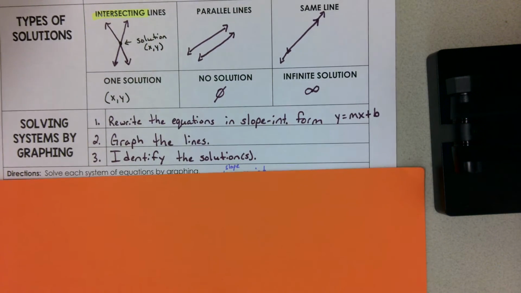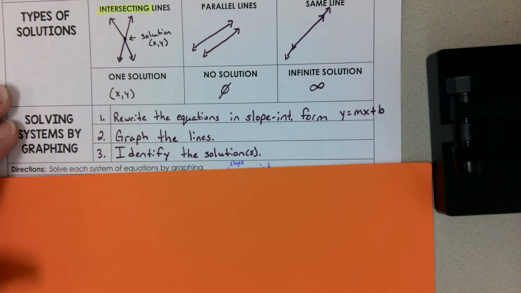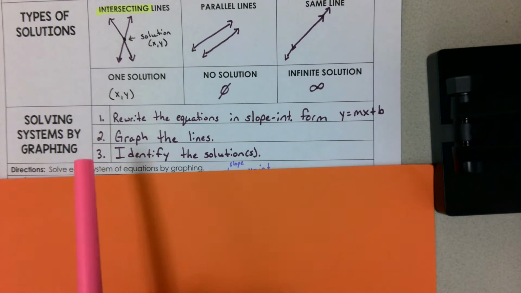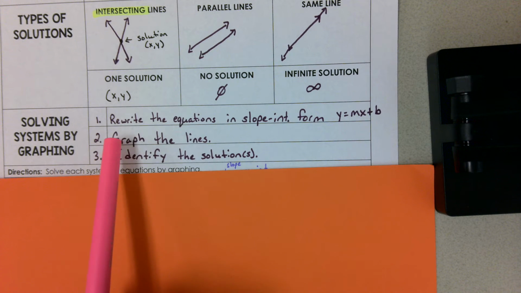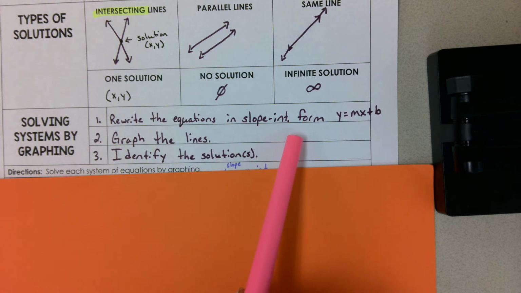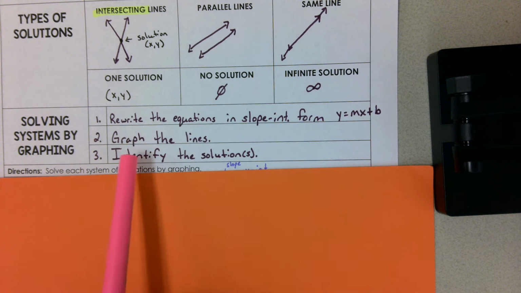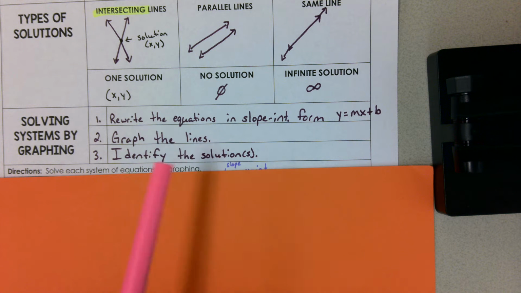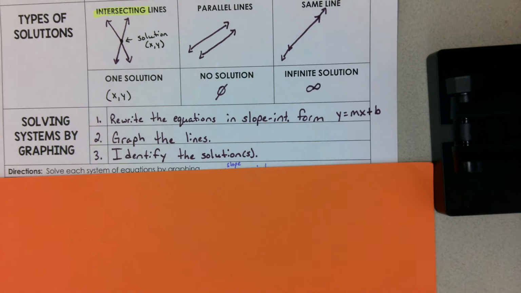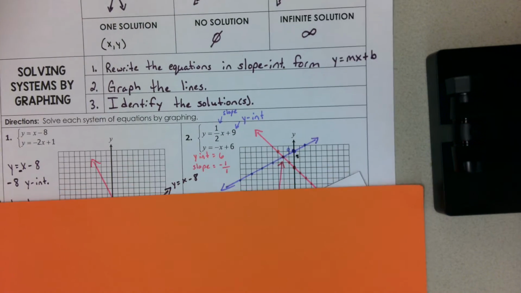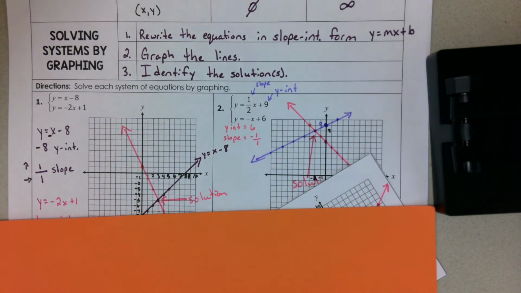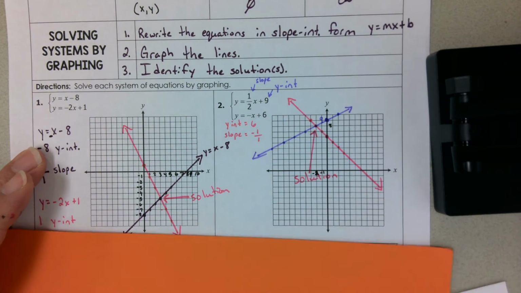Okay, so when we're going to solve these by graphing, if they're not already in y equals mx plus b, you need to rewrite the equations in slope-intercept form. You're going to then graph the lines. And the last thing you do is identify the solution or solutions. All right, so I have a couple here for you.